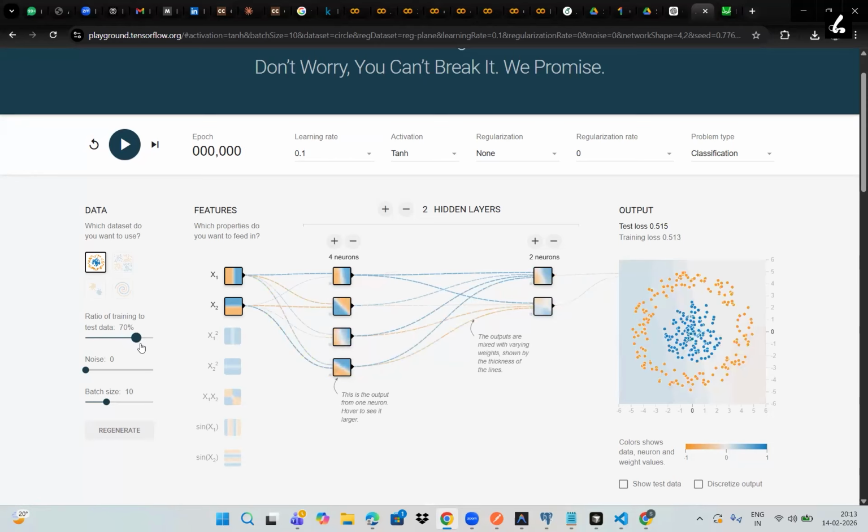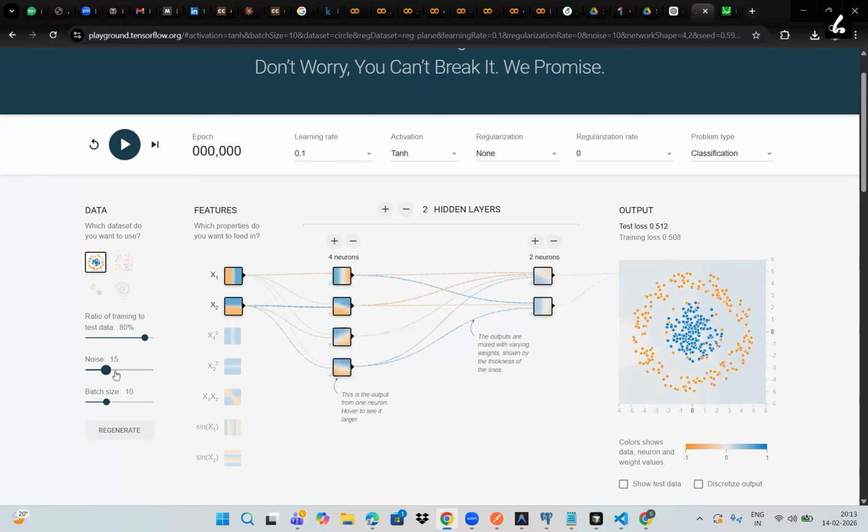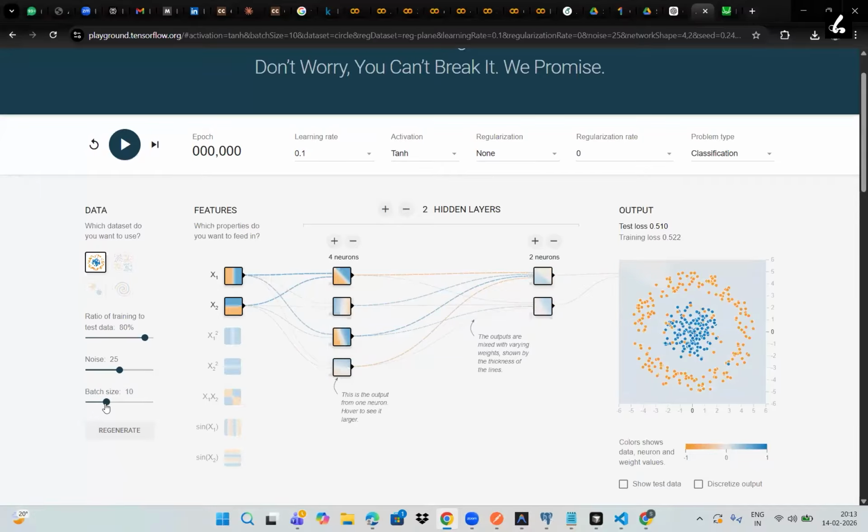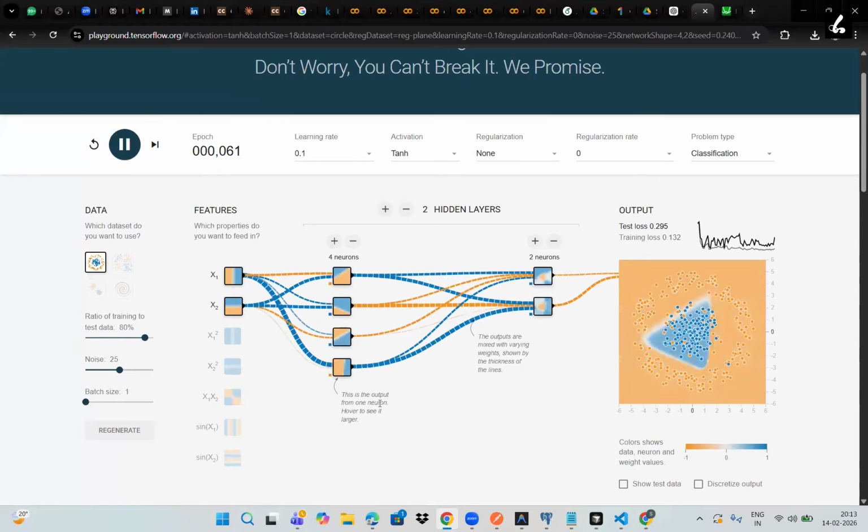I'll increase the ratio to 80%, and I'll add a noise of 25. Noise will always be there. I'll reduce the batch size, and now we'll see how it is performing. See, now the weights are getting updated very, very frequently. Each data point is changing the weight very abruptly due to the noise, and the batch size is 1. So each data point has a very big impact on the weights and biases. That's why we see a very curvy training loss.